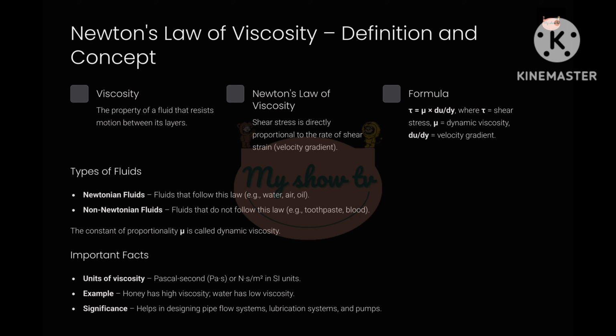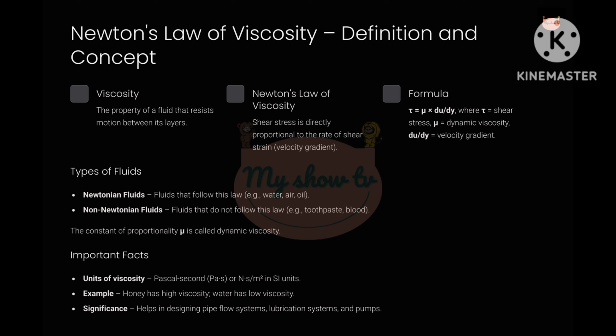Now, Newton's law of viscosity states that the shear stress, tau, in a fluid is directly proportional to the velocity gradient, the rate of change of velocity between the layers, and this constant of proportionality is called dynamic viscosity, mu. Mathematically, shear stress, tau, equals viscosity, mu, multiplied by velocity gradient, du/dy. Or, tau equals mu times du/dy.